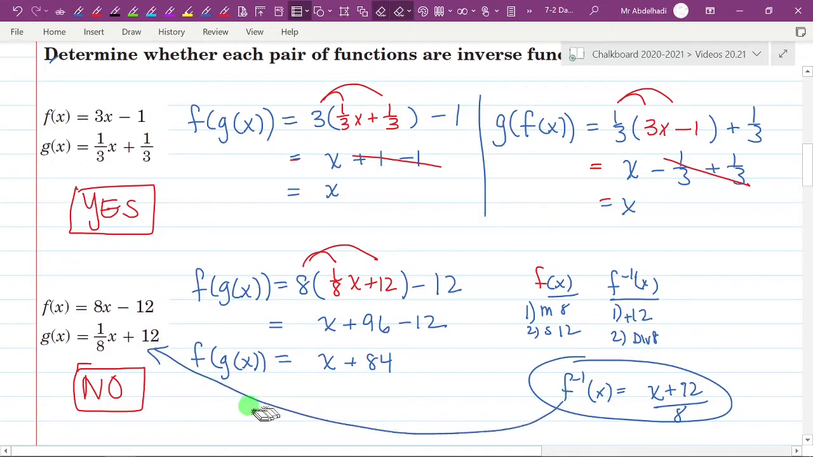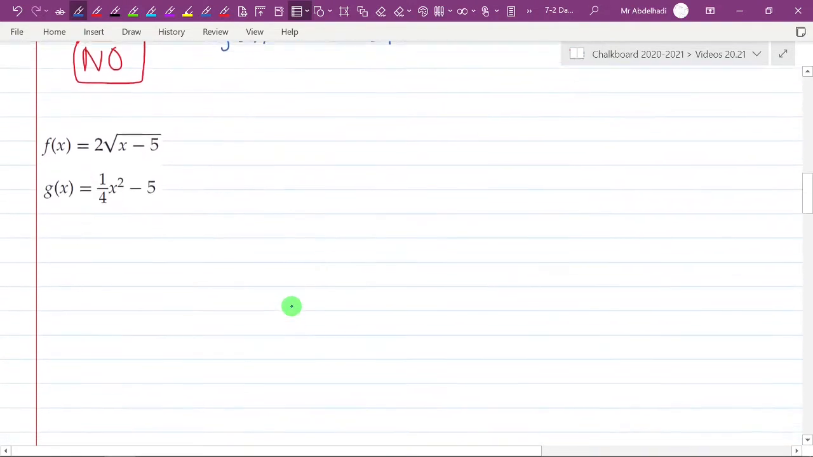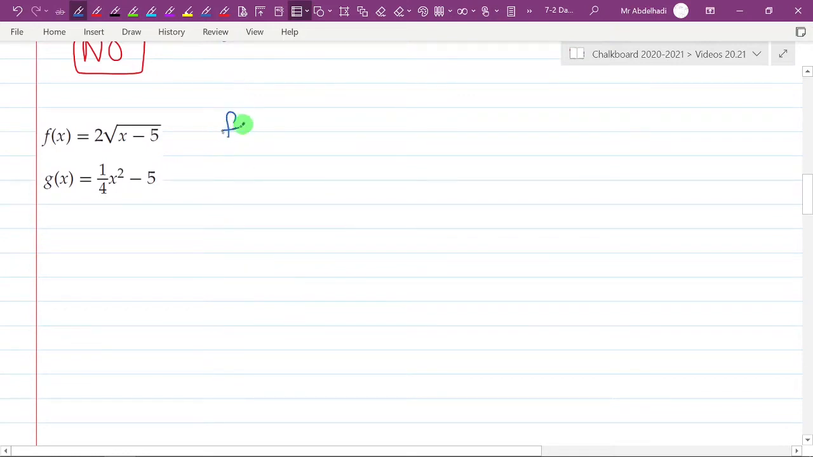So deceptive, right? Looked like it was good, it was not. So don't make any snap judgments. Don't write yes or no until after you've done the work. Okay, so this next one, we'll check f of g of x first.